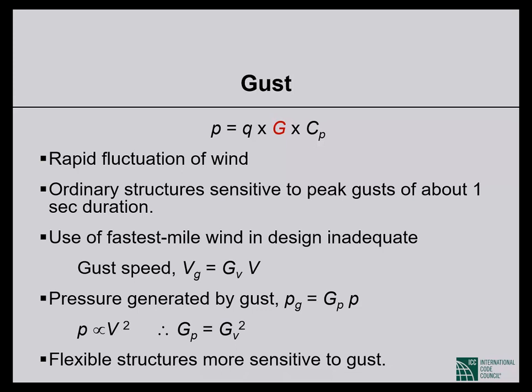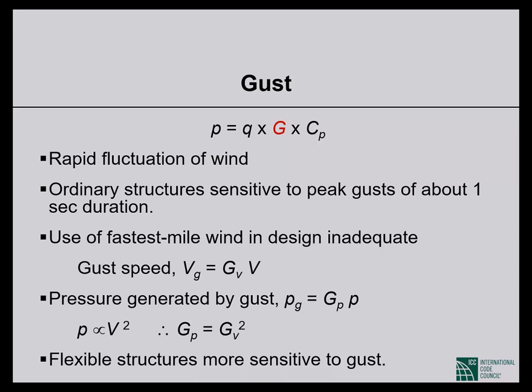Before we started using 3-second gust speed as the basis of design, that started back in 1995, we used to use as the basis of design what was called fastest mile wind speed. Okay? So modern wind design started back in 1972. From 1972 through the mid-90s, we used fastest mile wind speed as the basis of design.